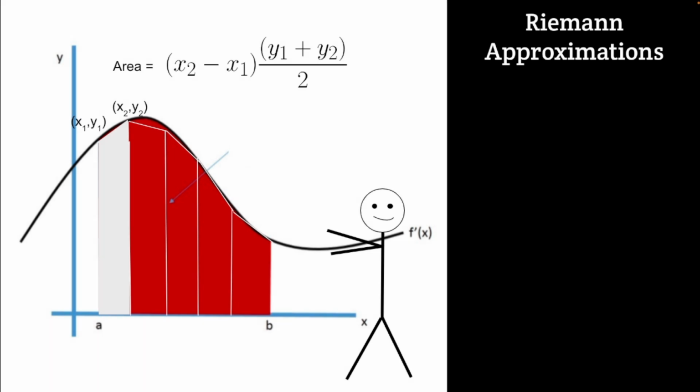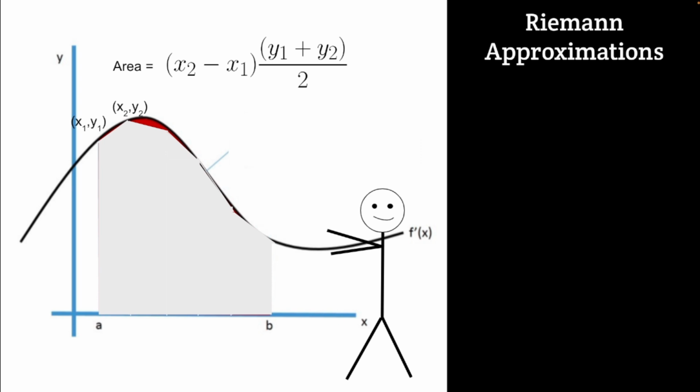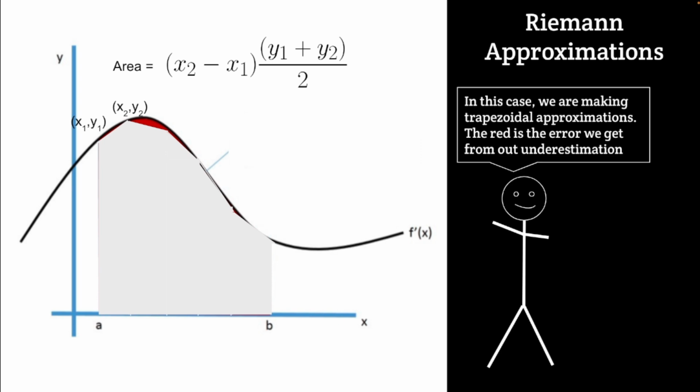A trapezoidal approximation takes the front end and the back end of an interval and makes a trapezoid with the x-axis. The area for each trapezoid is (x2 minus x1) times (y1 plus y2) divided by 2. The regions in red show you the slight error we get. The error is definitely small, but you want to get a more precise answer.